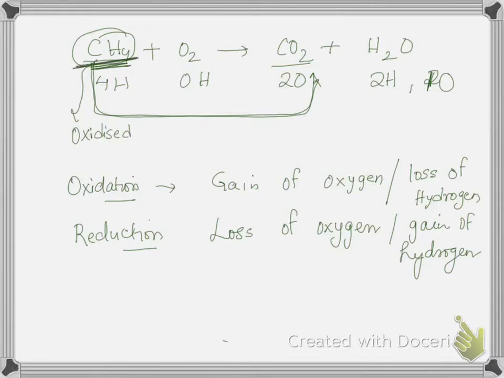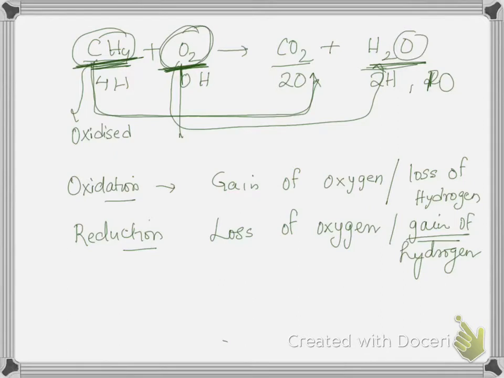If methane is getting oxidized, then this should get reduced. If one is losing electrons, the other one should gain electrons. But let's check if that's what is going on. Go from here to here. No hydrogens, two hydrogens here. That means it is gaining hydrogens. Also, there are two oxygens here, and on this side only one oxygen. So it's losing oxygen, and loss of oxygen is reduction. So CH4 is getting oxidized, O2 is getting reduced.